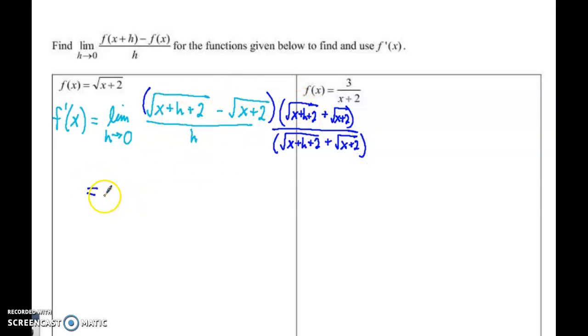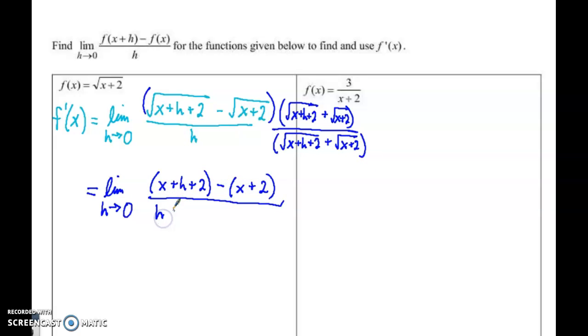As you FOIL the numerator, this is why that trick works: the outside and the inside terms, one's positive, one's negative, so they cancel each other out. So you're just left with x plus h plus 2 minus, because again the square roots cancel as well, minus x plus 2, all over. Don't FOIL that denominator. That's a waste of time. h is still there, and then you have the square root of x plus h plus 2 plus the square root of x plus 2.